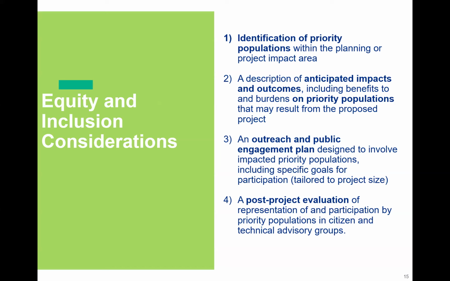So with the application packet, in the application, we provide a link to basically a guidance document for our grant program that will lay this out in more detail. But essentially what we want to see is, in addition to the identification of the priority population, a description of anticipated impacts and outcomes, including benefits and burdens on those priority populations.